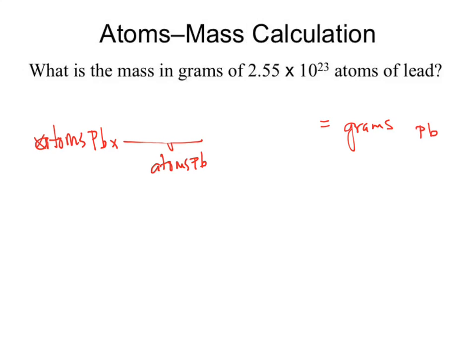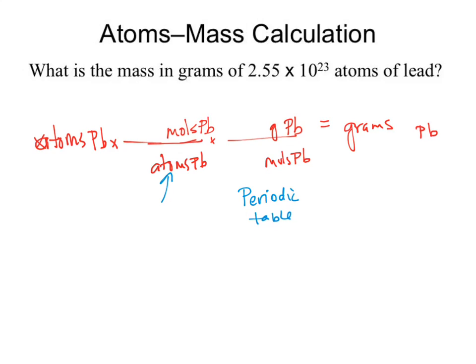Can I convert the atoms into something else? I could go into moles of lead. Does that get me closer? Well, I want to get rid of moles of lead, and I want grams of lead. Do I have a conversion factor that allows me to do that? Where is that conversion factor found? Our periodic table.